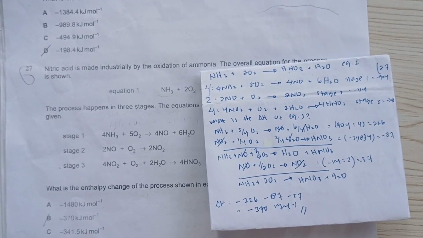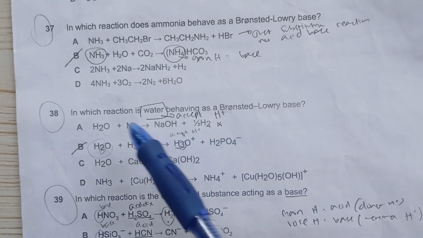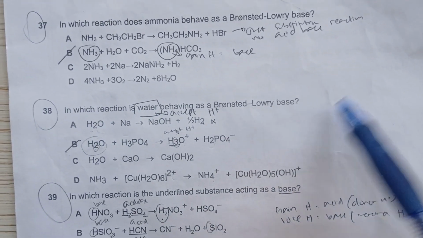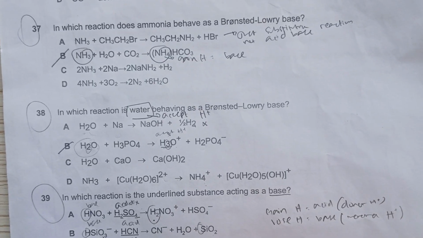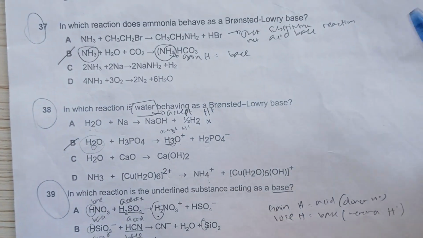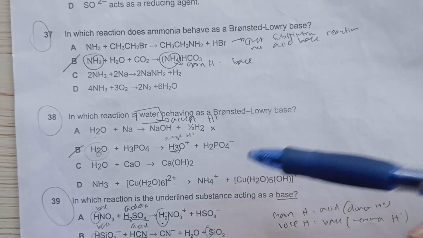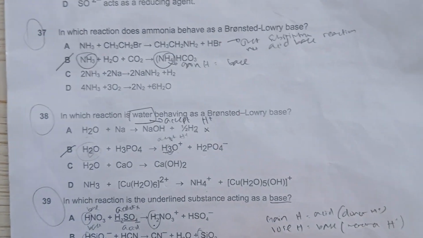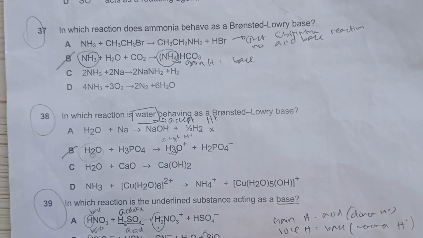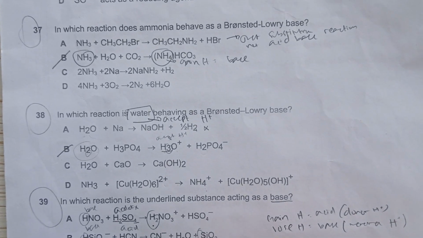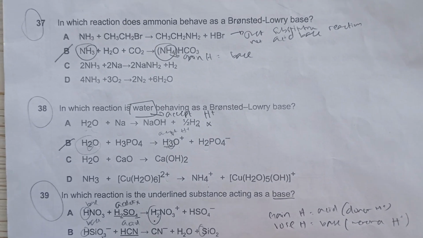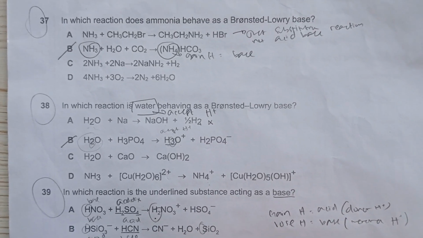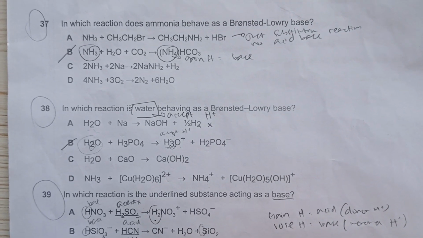The answer is B. The next question is, in which reaction is water behaving as a Bronsted-Lowry base? A Bronsted-Lowry base, FYI guys, I'm so sorry I didn't write the explanation, I just talked and pointed at this paper. A Bronsted-Lowry base is a substance that accepts a proton. If the substance gains H+, it becomes an acid. If it loses H+, it becomes a base.